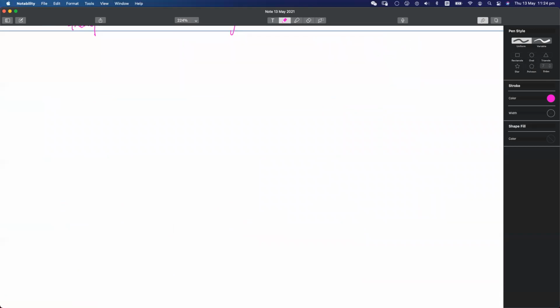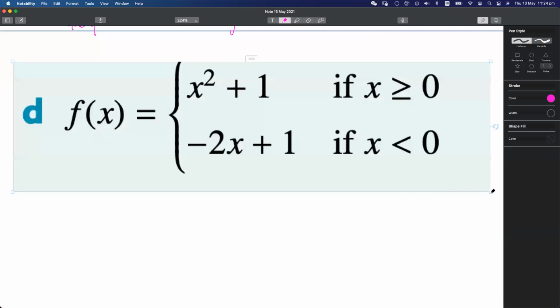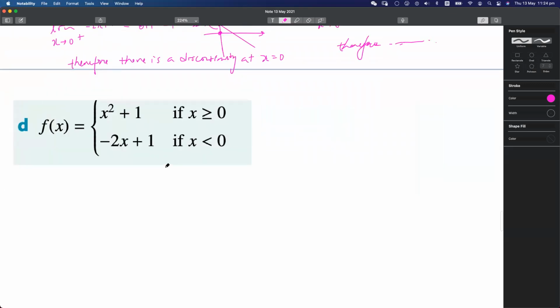Okay, let's have a look at this one. Let me take a screenshot. Okay. D. So we've got these two parts. Again, we'll take a look at f of 0, which is this one. So 0 squared plus 1 gives you 1. And we're going to have a look at your limit. X goes to 0 positive. Negative 2x plus 1 is still 1, right? Because negative 2 times 0 plus 1 is 0 plus 1, which is 1.